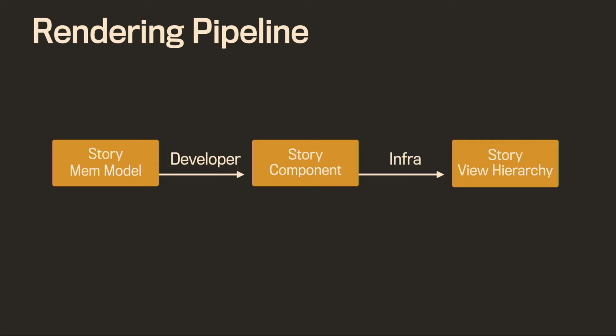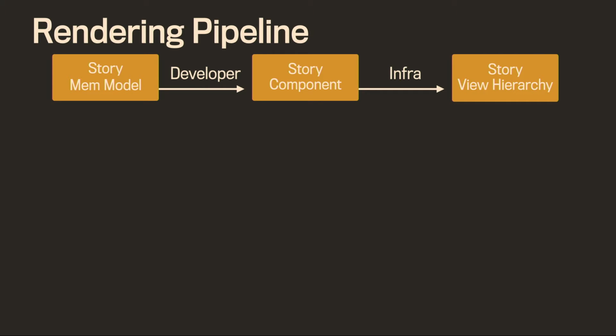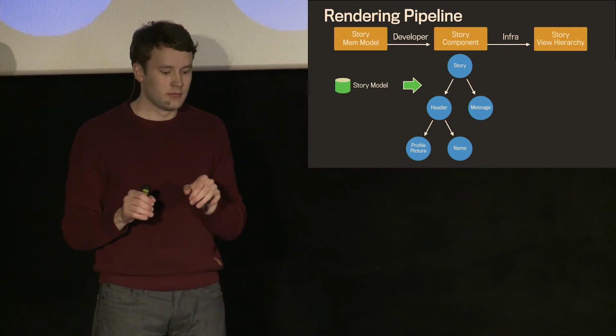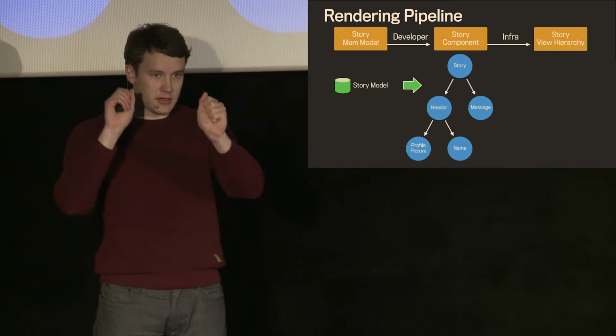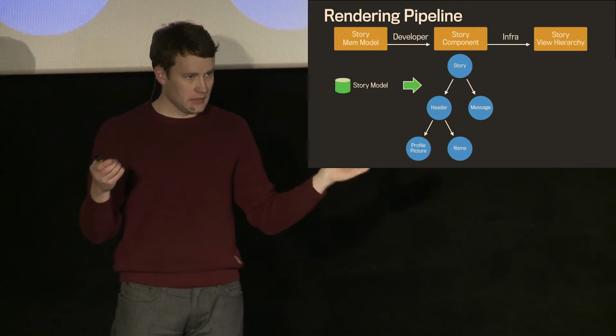So the rendering pipeline looks like this. You have one of those story immutable models that comes in. You as the developer write this first arrow here, this first green arrow that takes in that model and then returns a tree of components. So you have a story component, which has a header and a message, and the header might have a profile picture component and a name component. There you go, done.